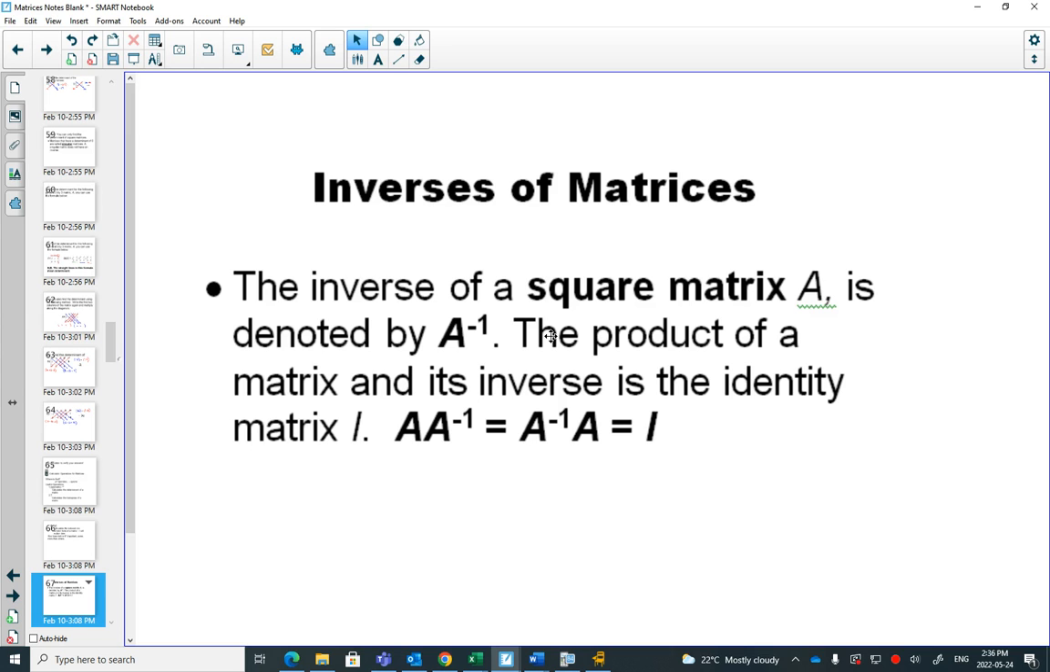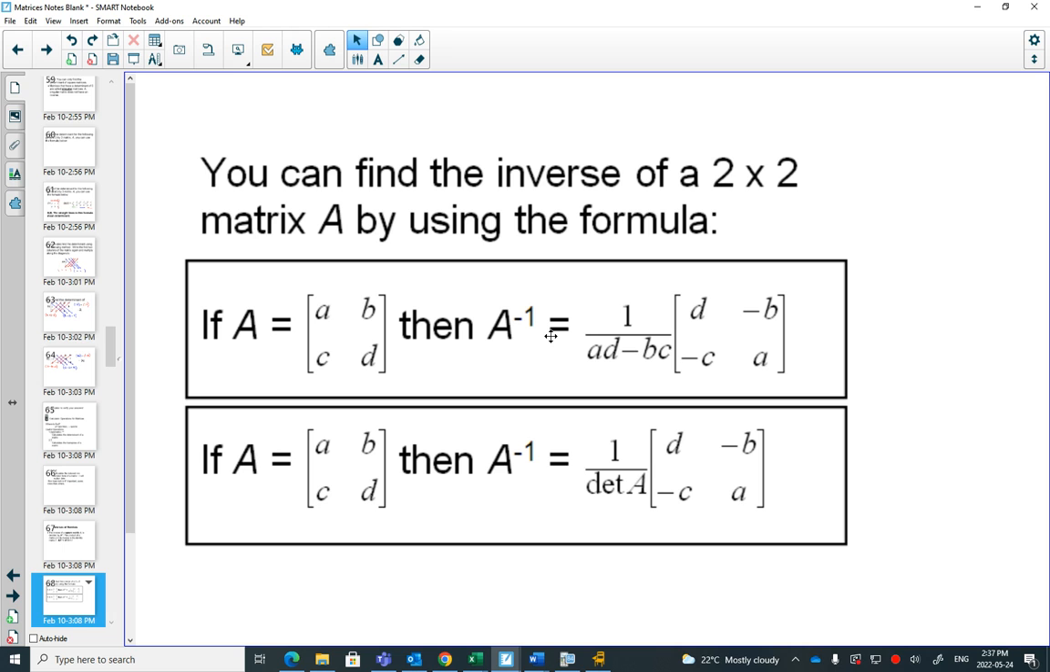So the inverse of a square matrix is denoted by A inverse, same notation as we've seen before. And when you multiply something by its inverse, you get 1. Sort of the same idea that things cancel each other out: dividing and multiplying, square rooting and squaring, things that are inverses. When you multiply something by its inverse, you get an identity matrix, which is basically the number 1 of matrices. How do you find an inverse?